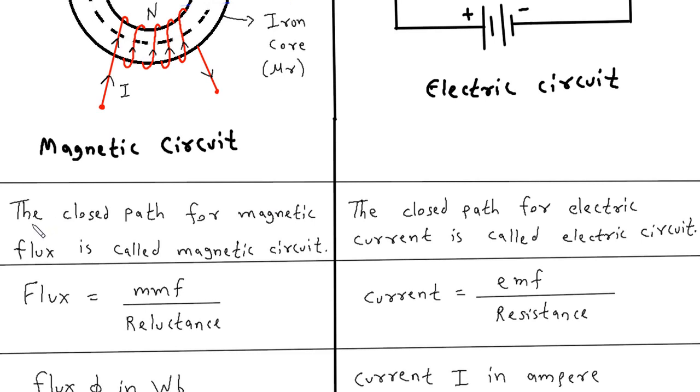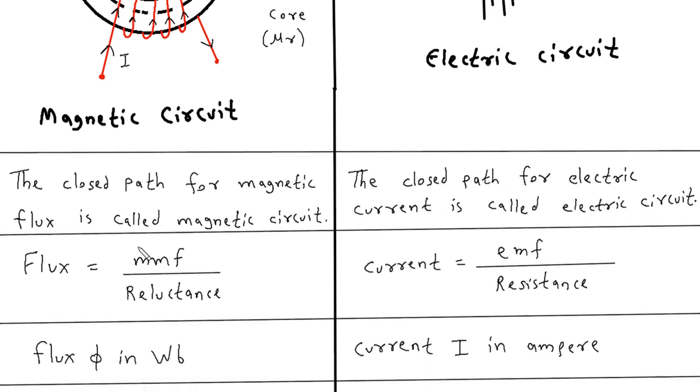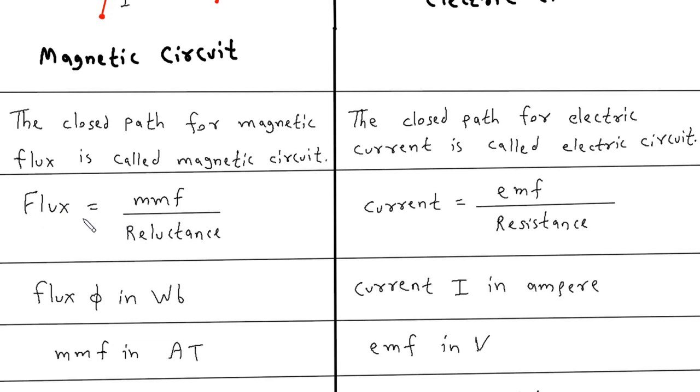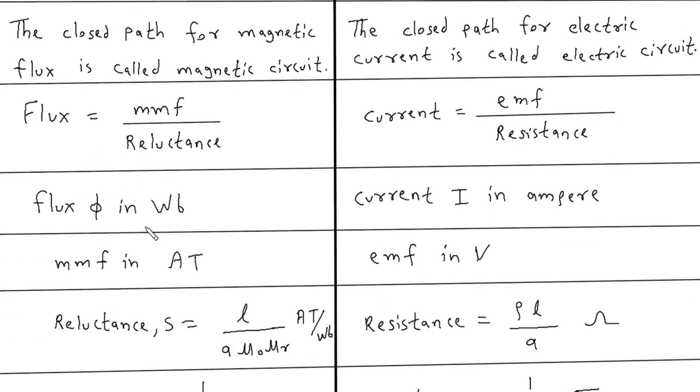In a magnetic circuit, the closed path for magnetic flux is called a magnetic circuit. And in an electric circuit, the closed path for electric current is called an electric circuit. In a magnetic circuit, flux is equal to MMF upon reluctance. And in an electric circuit, current is equal to EMF upon resistance. This is like Ohm's law for the electric circuit and this is like Ohm's law for the magnetic circuit.